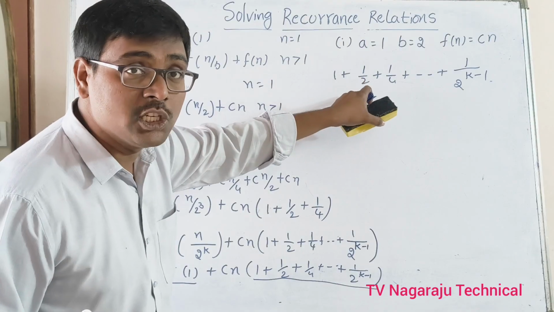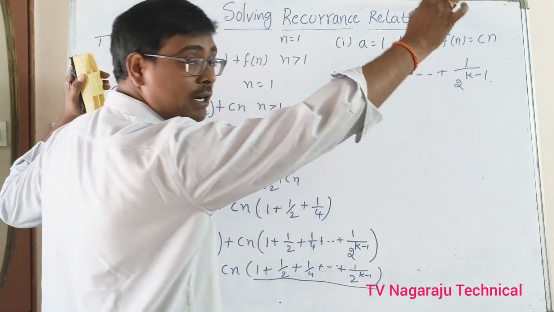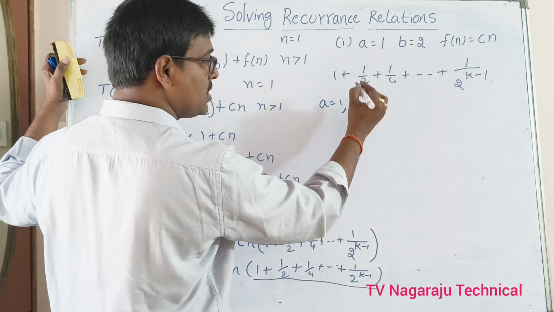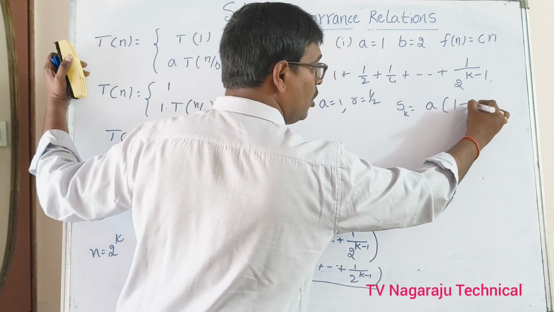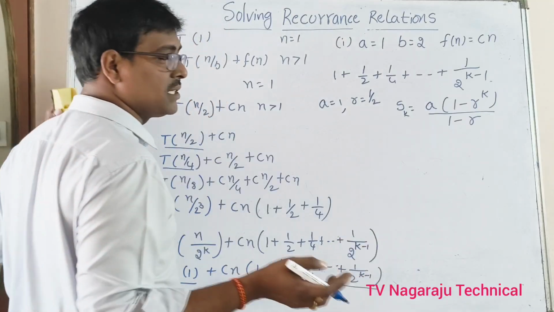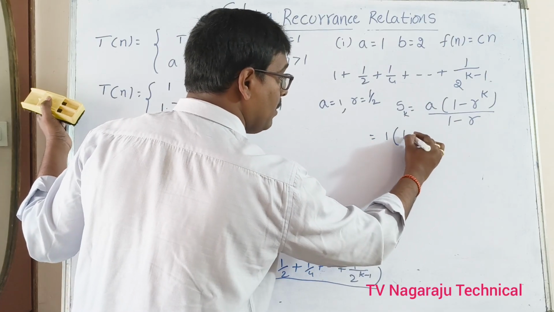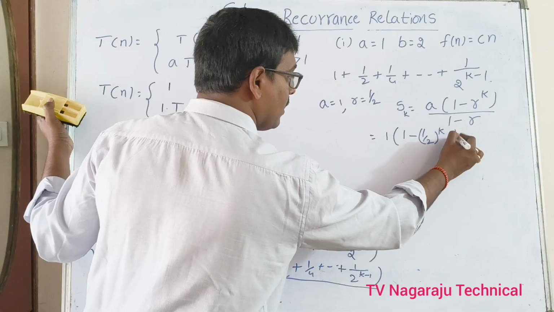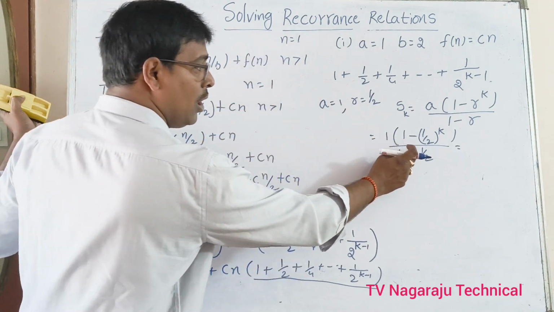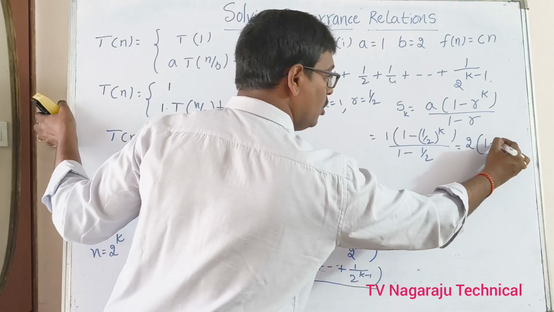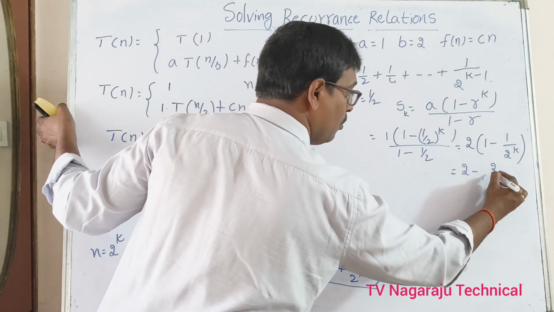If you observe, this is a geometric progression. In a geometric progression, the terms are a, ar, ar², ar³ and so on, up to ar^(n-1). Here a is equal to 1 and r is equal to 1/2. What is the sum of the terms? a(1 - r^k)/(1 - r). So this is a geometric progression, and directly I will get the answer. With a = 1: (1 - 1/2^k)/(1 - 1/2). 1 - 1/2 is 1/2, and 1/2 in the denominator moves to the numerator, so 2(1 - 1/2^k), that is 2 - 2/2^k.